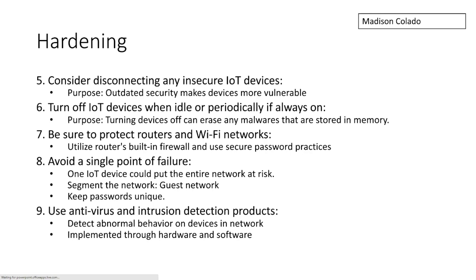These products protect IoT devices by detecting abnormal behavior on devices in your network, and they are typically implemented through hardware, but software versions are also available. Hardening is such an important concept when it comes to IoT network security because creating a network with strong network security from the start is the best way to prevent a breach or compromise.